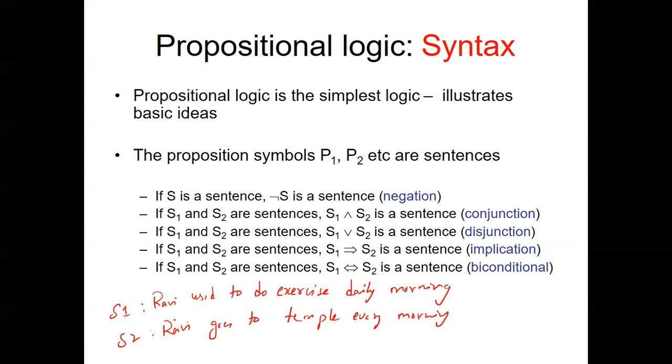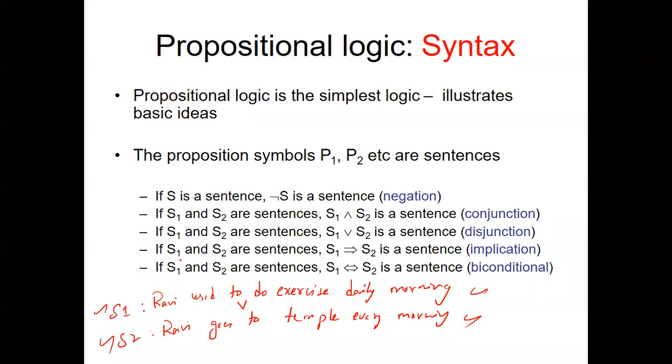Say there are two sentences. Sentence 1 says that Ravi used to do exercise daily morning. Sentence 2 says that Ravi goes to temple every morning. Now these two can be connected using or: Ravi used to do exercise daily morning, or Ravi goes to temple every morning. So if you have two different sentences, they can be connected using or.